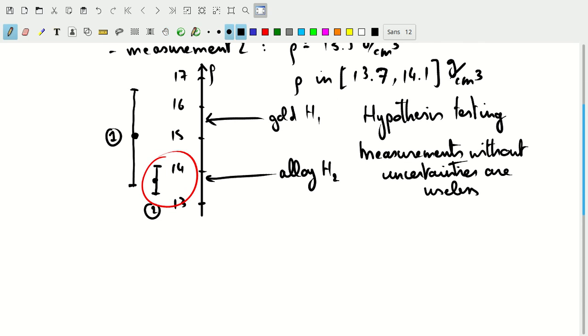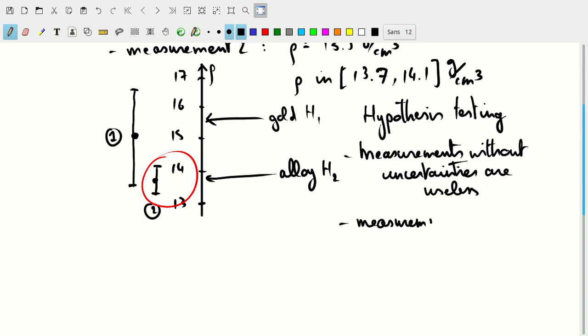Measurements with large uncertainties are not necessarily wrong. This measurement from scientist one is still in agreement with the alloy. So even if measurement two could rule out hypothesis one, that the metal was gold, that doesn't mean that measurement one was wrong. It just means it wasn't precise enough. It had too large of an uncertainty.